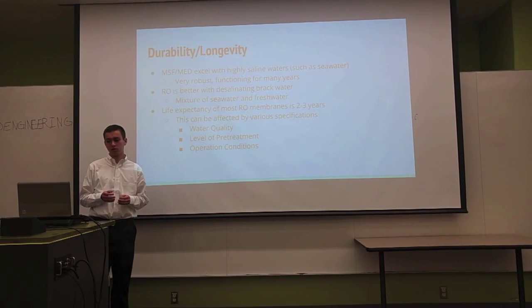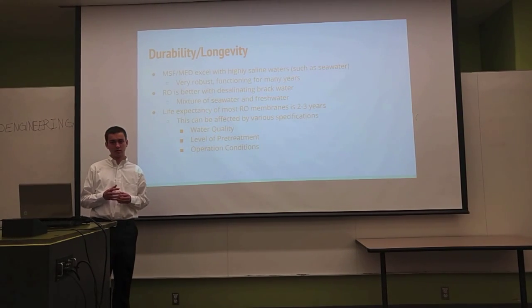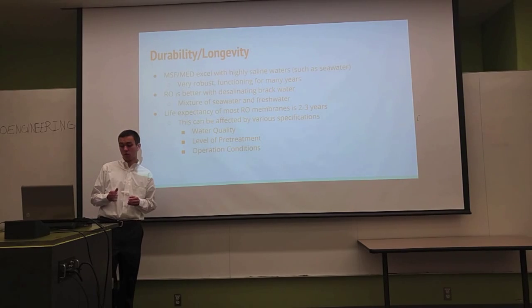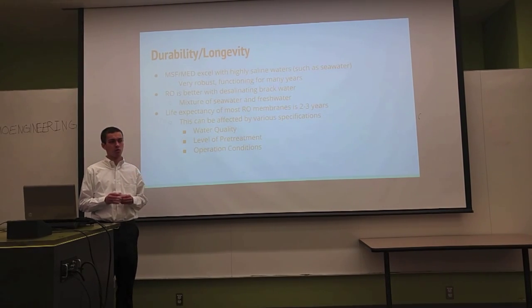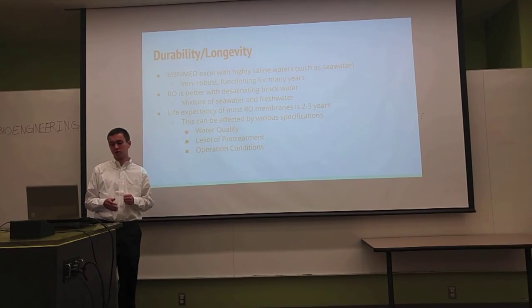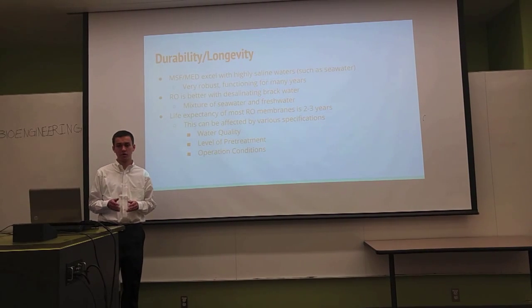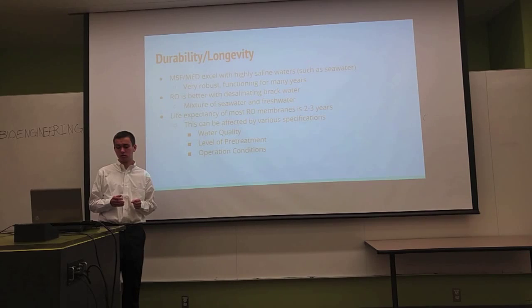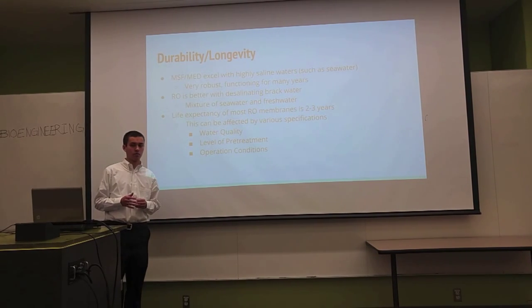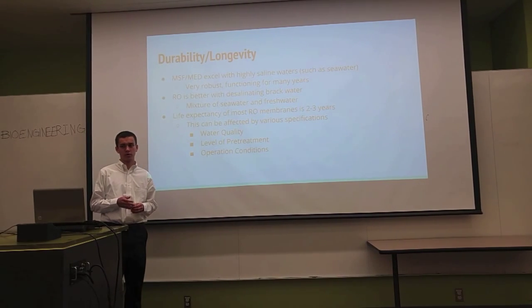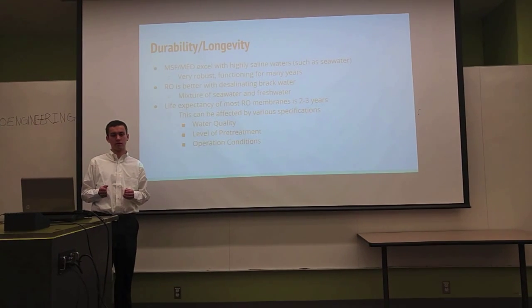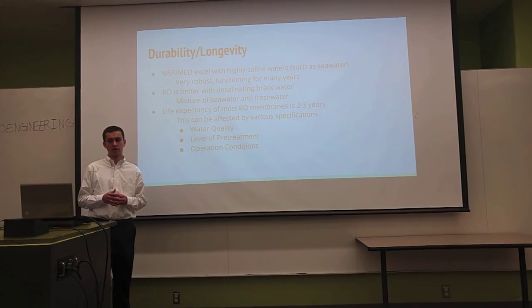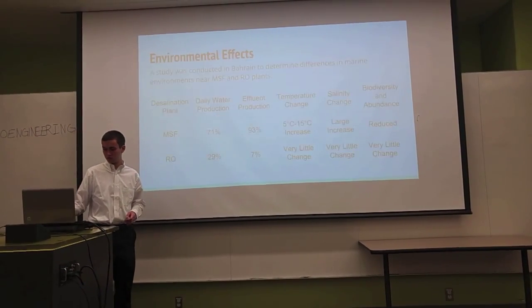They can only last generally for 2 to 3 years, and this lifespan can be affected by the water quality. A better quality of water leads to a longer lifespan. The level of pretreatment: a higher level of pretreatment leads to a longer lifespan. And the operation conditions. If the RO membrane is operated within a specific temperature and pressure, it is more likely to last longer than if it is operated outside its bounds.